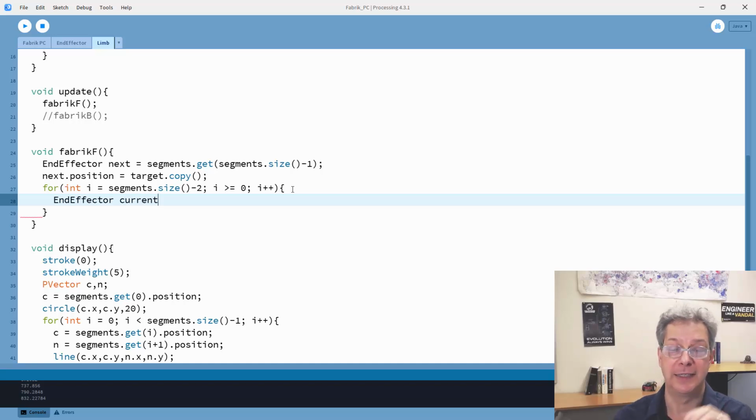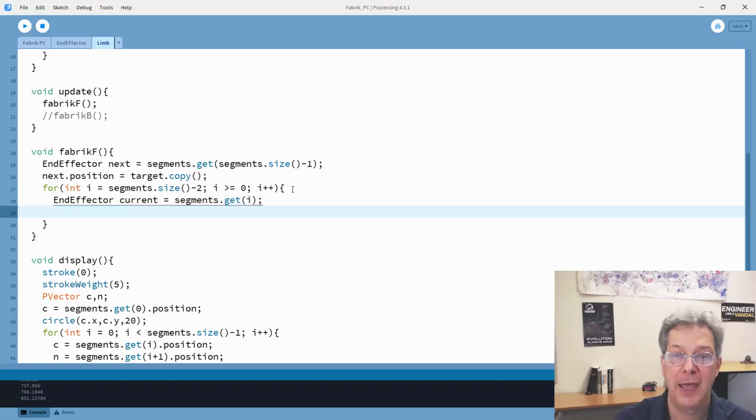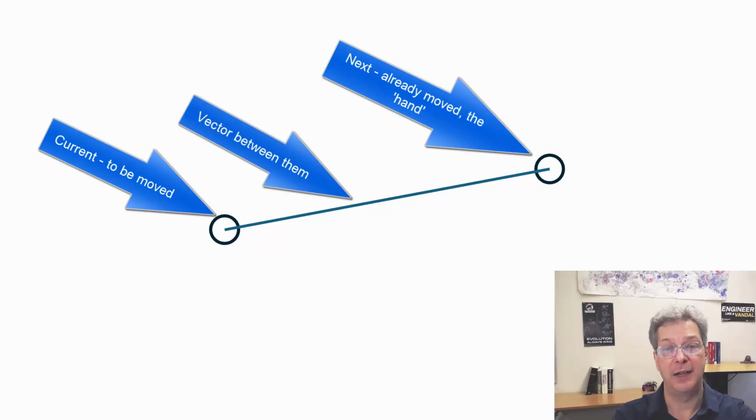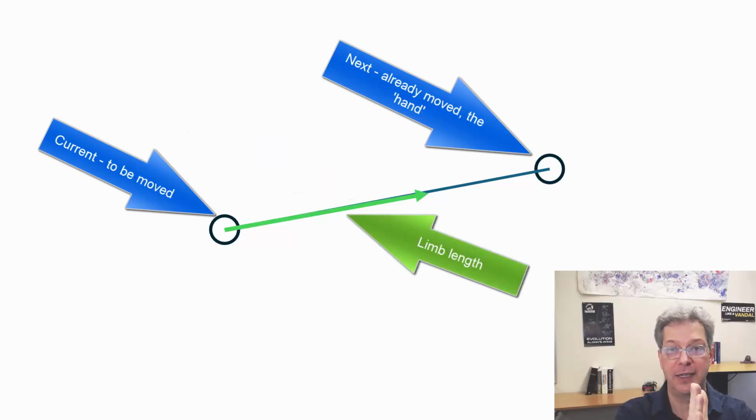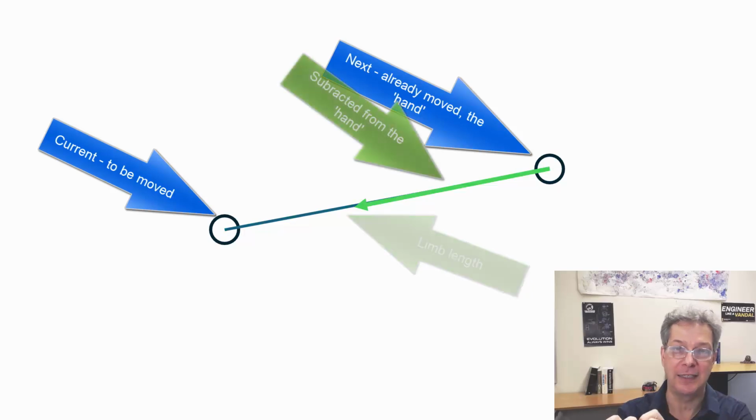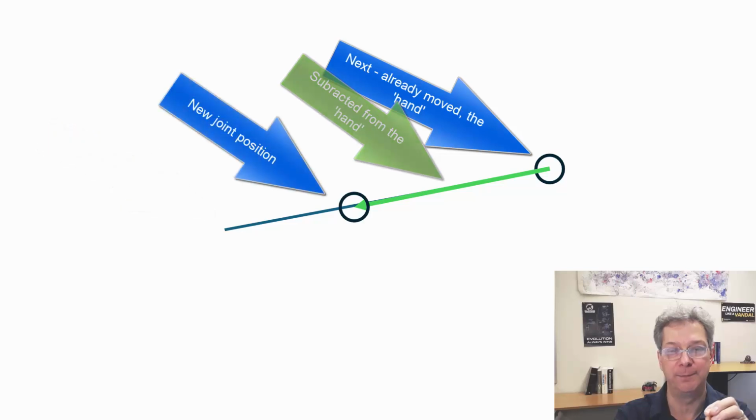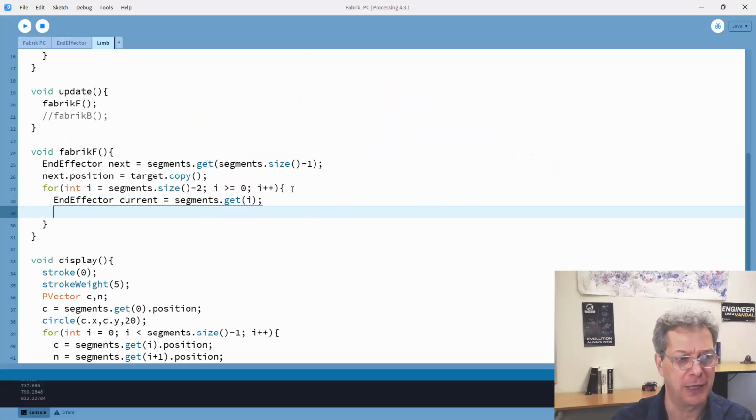So I want to get, in a sense, the current segment, the current joint that I'm interested in, which is the ith one. And now I have to figure out where to move that. And the idea is I've taken the end effector, sort of the hand, and I've put it on the target. And my current joint is somewhere way far away. So I'm going to calculate the line between them, and then I'm going to shorten that line to be the length of the limb, and then I'm going to take where the hand is and subtract that from where the hand is, and that tells me where the next joint should be. Okay, so that might make a little more sense when I do it in code.